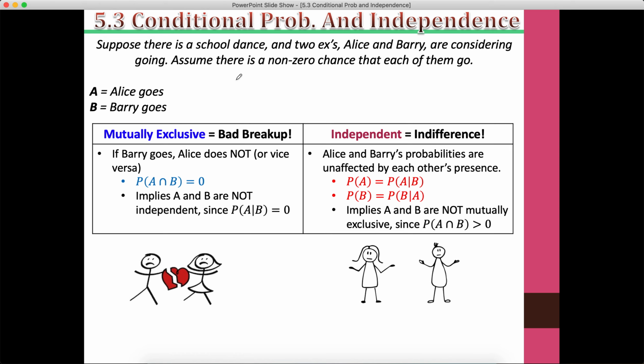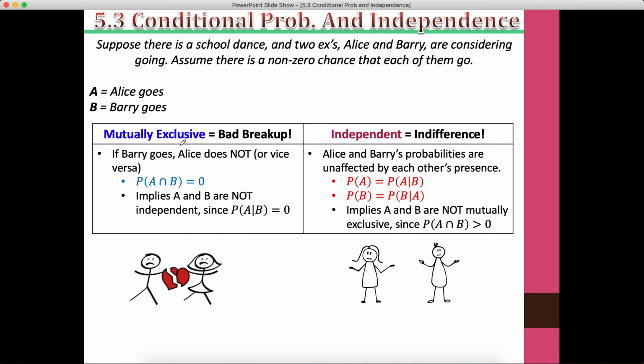I attended a seminar one year from a statistician, a pretty famous one named David Bach, and he used this example, which is to say I could think of exclusivity and independence in terms of how some high schoolers might handle a breakup if they're going to a dance or something. So let's assume there's a dance happening. There's some chance that each of these two people are going to go. Alice used to date Barry, and they're both considering going. The probability of A is the probability that Alice goes. I should say event B is the probability that Barry goes, or B is Barry goes.